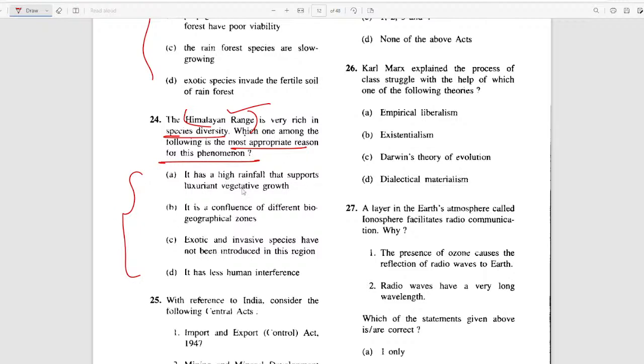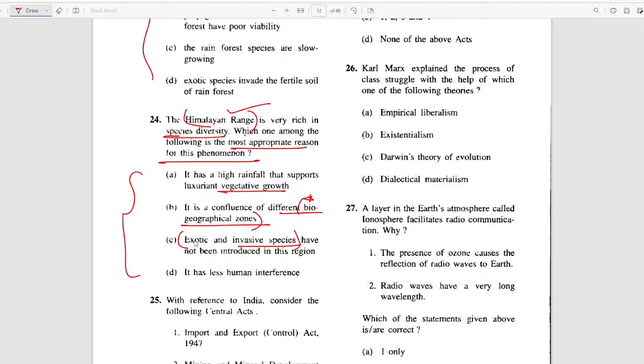For example, it has high rainfall that supports luxuriant vegetative growth. It is a confluence of different biogeographical zones. This is important. Biogeographical zones, exotic and invasive species. So at least understand what exotic and invasive species are, and then go through these things. Why is the Himalayan range rich in diversity, what are biogeographical zones, what are the different biogeographical zones that are there, and how do they classify these zones.